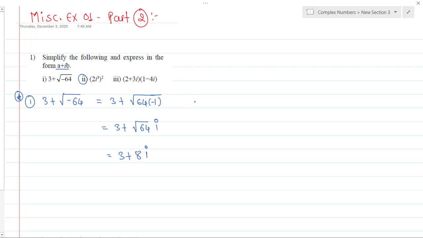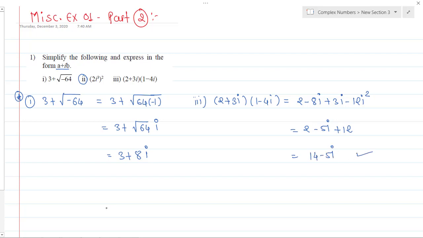The third one is also very easy. In this, what you have to do is open these two brackets. So you will have 2 plus 3i into 1 minus 4i. Open these two brackets. So you will get 2 into 1 is 2, minus 8i plus 3i and minus 12i square, which is nothing but 2, minus 8 plus 3 becomes minus 5i, minus 12i square. i square is negative, so minus minus plus, it becomes positive 12. So 2 plus 12 becomes 14, minus 5i as it is. That's it. This is my answer to this third question.